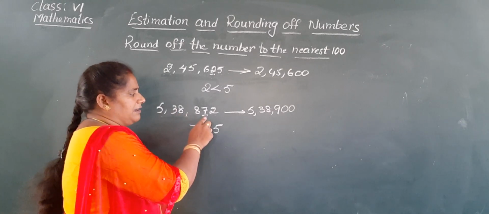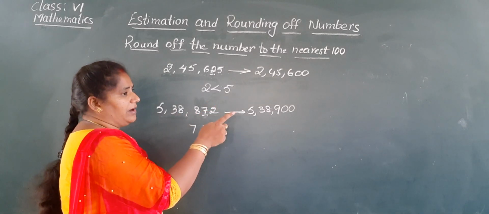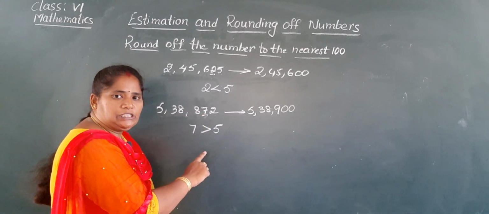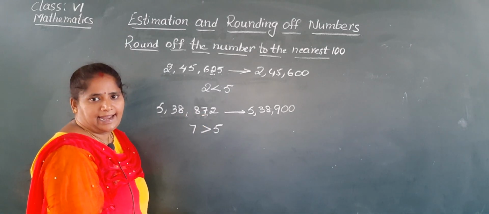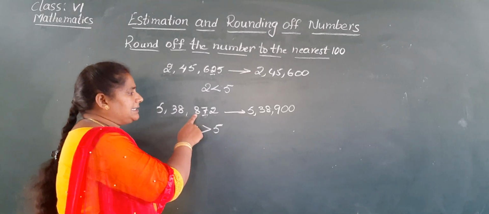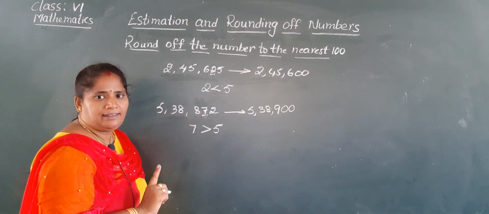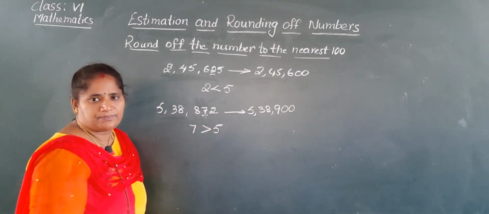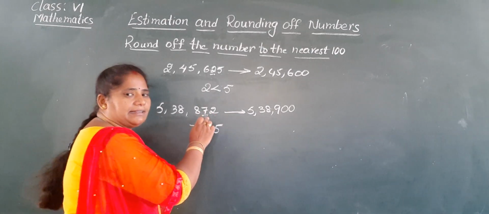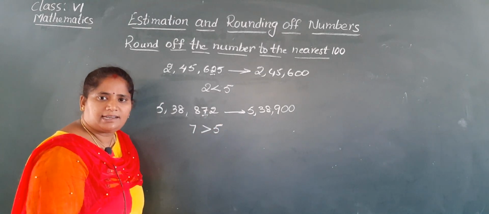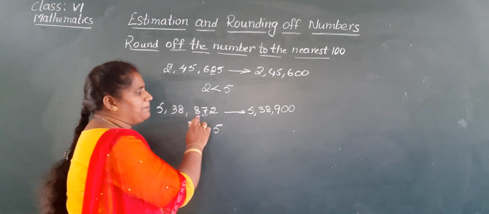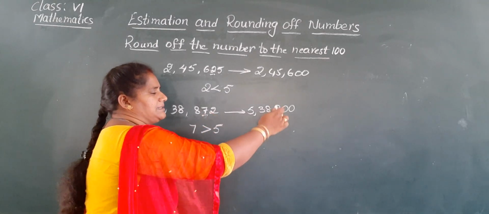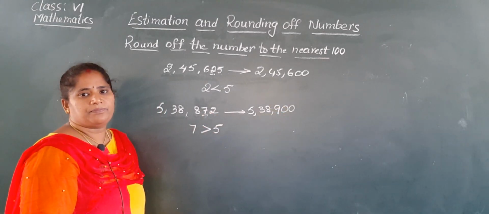To round off the number to the nearest 100, if the digit in the tens place is equal to 5 or greater than 5, increase the hundreds place by 1 and keep zeros in the tens and units places. Is it clear to you? So, 8 plus 1, 9. Tens and units places become zeros.